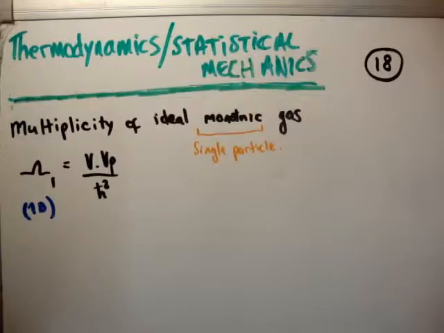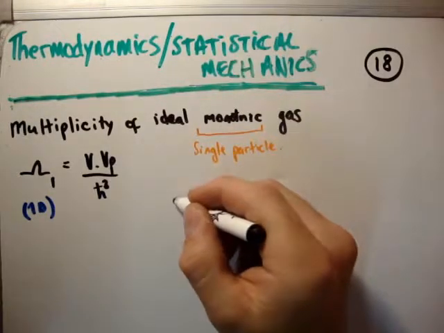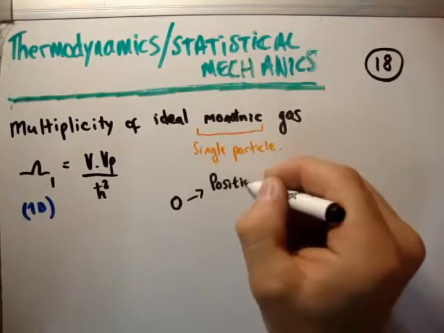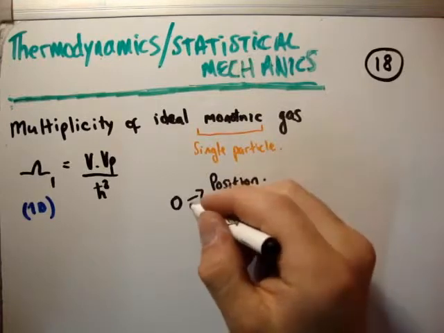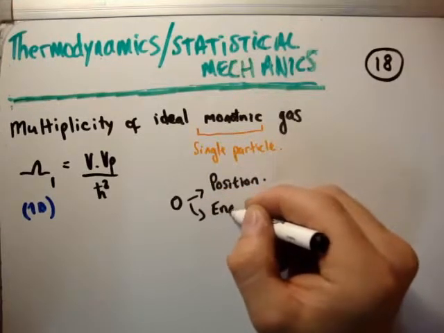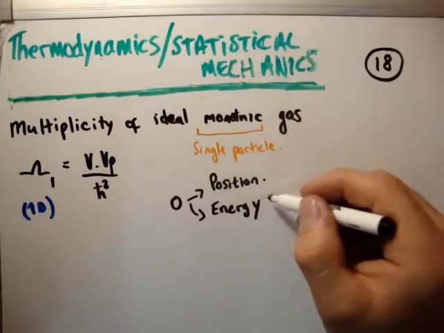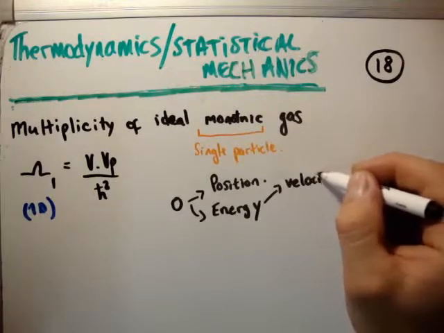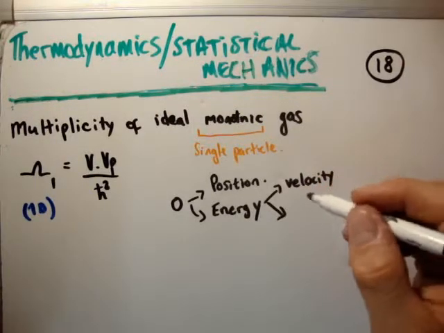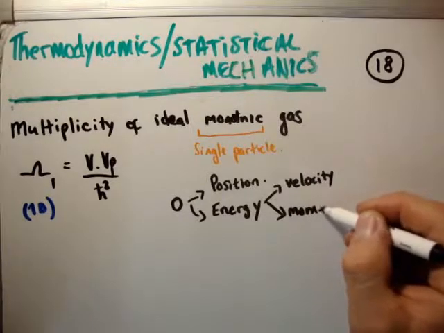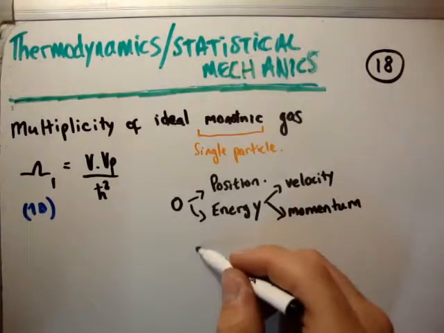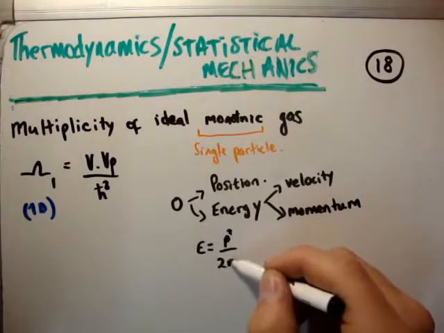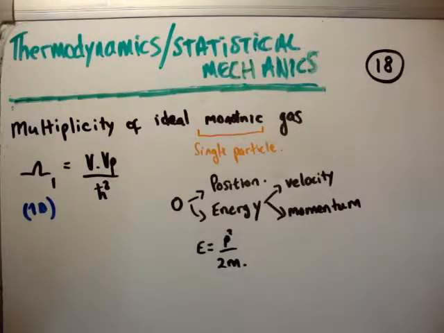So what characterizes a state for a single, let's say, oxygen molecule? Well, its position is important. If its position changes, it becomes a new state. Its energy is also important. But energy is not the most fundamental quantity, because we usually like to analyze energy in terms of velocity, or in a similar fashion we could use momentum, where we know that the energy of a non-relativistic particle is p squared divided by twice the mass of the particle, where p is the momentum of the particle.